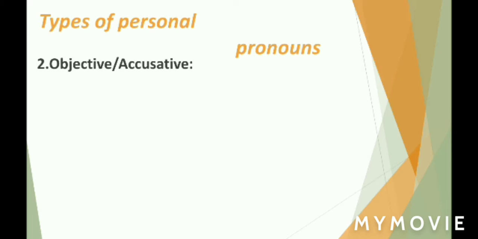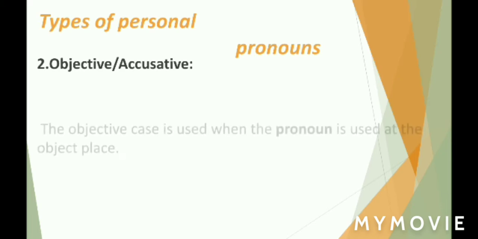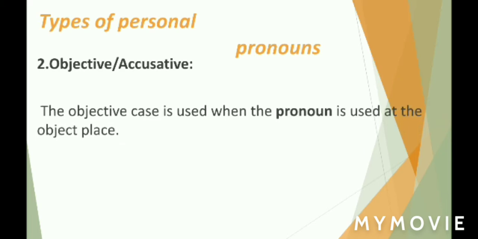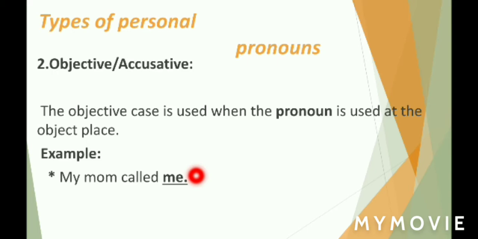Next one is objective or accusative case. The objective case is used when the pronoun is used at the object place. So if the pronoun is used at the object place, then we apply objective case. For example, my mom called me. If you are saying my mother called I, then definitely it is not correct. Next example, Anna refused betraying us. Now, us is an object place pronoun of we.